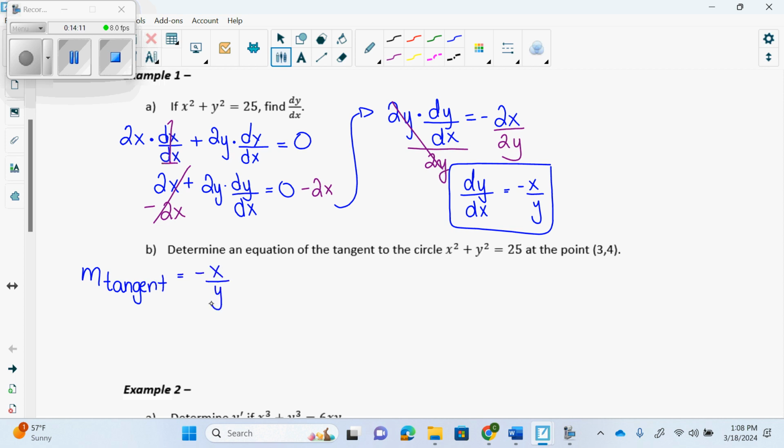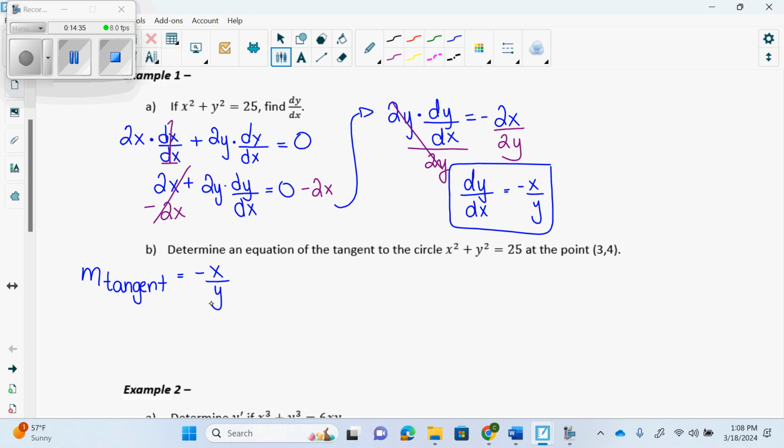Now what if they only gave me x equals 3? How would I get y? They gave me 3, 4, but how did they get the 4? 3, 4 is a point on this equation, correct? So they'll just put a 3 in for x and solve for y. You end up getting 2. You get plus or minus 4, but we're only doing 4.